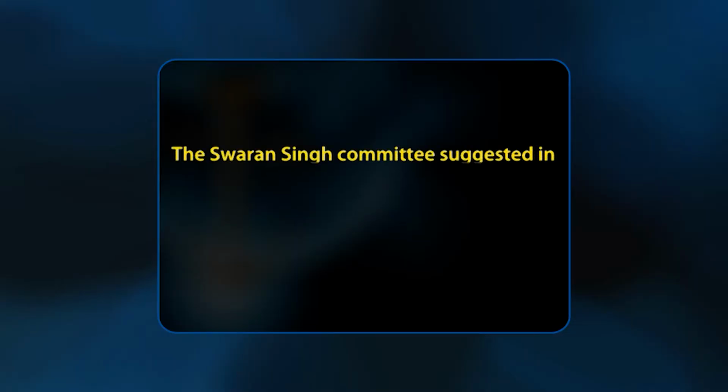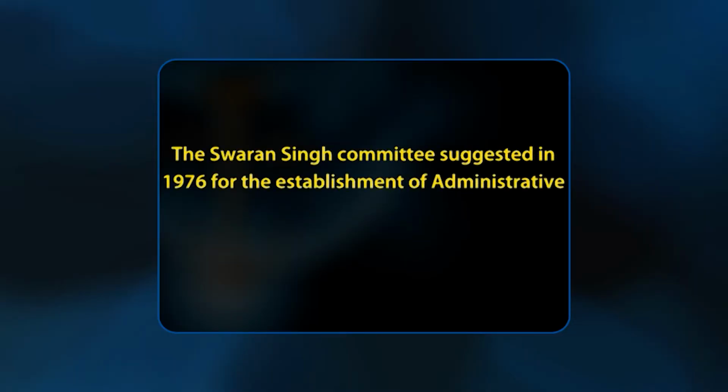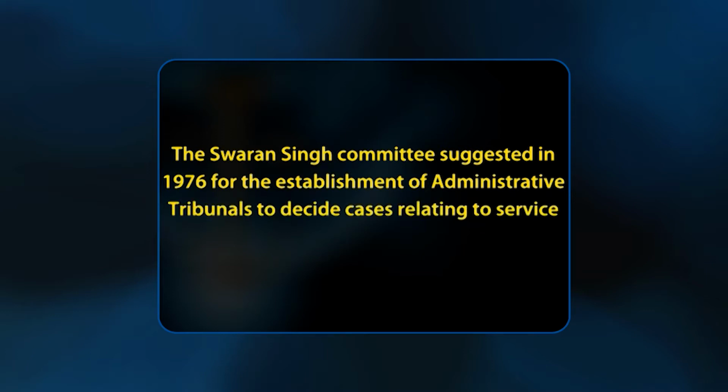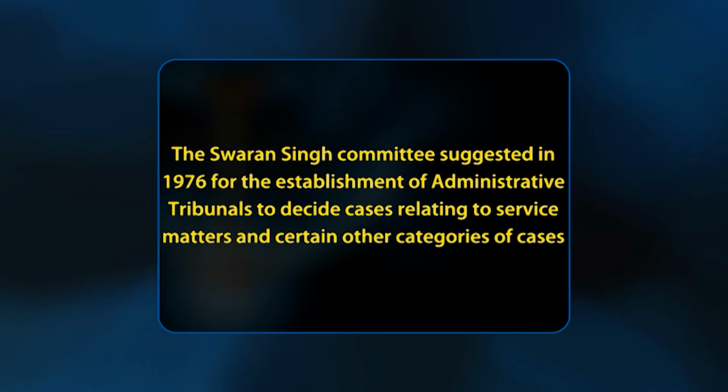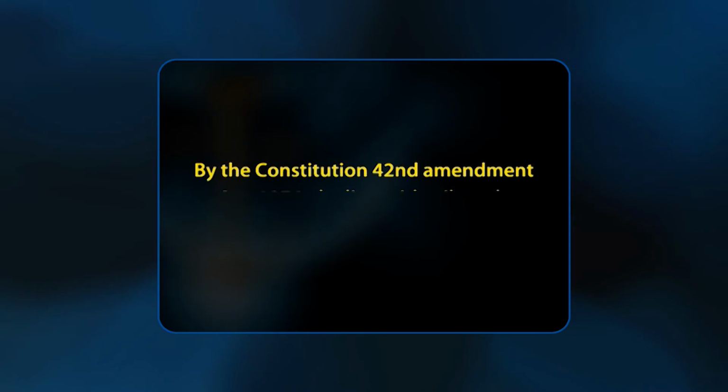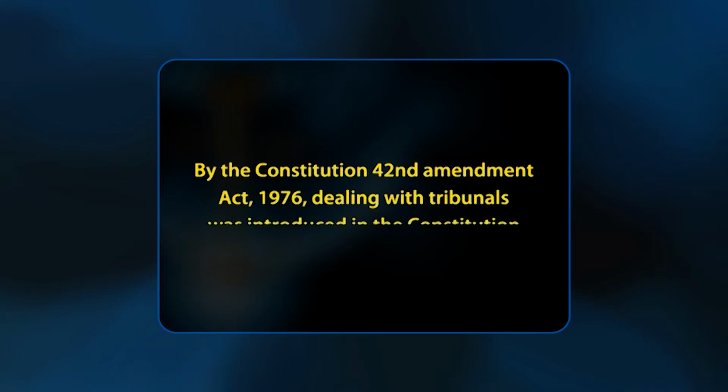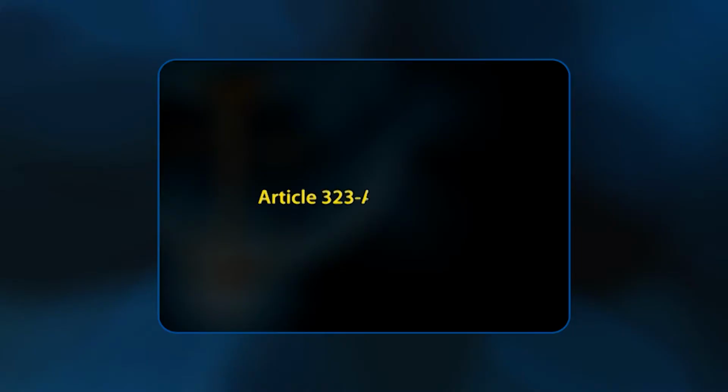Various tribunals were created under different laws even before the constitutional amendments in India. The Swaran Singh Committee suggested in 1976 for the establishment of administrative tribunals to decide cases relating to the service matters and certain other categories of cases. Consequently, by the Constitution 42nd Amendment Act 1976, a part dealing with tribunals was introduced in the Constitution. It consists of two articles, namely Article 323A and Article 323B. The object of this part was to provide for the creation of two types of tribunals.